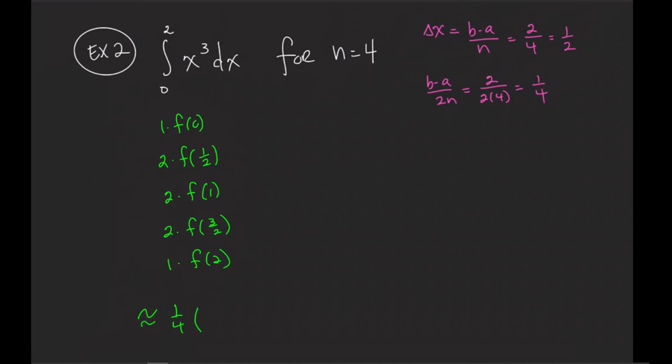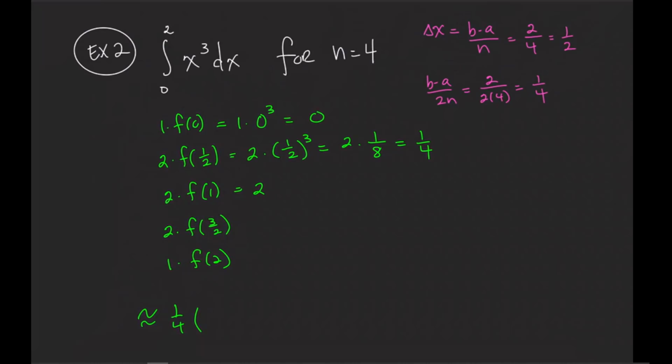All right. So we've got 1 times f of 0, that's 0 cubed, so that gives us 0. Then we've got 2 times 1/2 cubed, which would be 2 times 1/8. So is that 1/4? Yes.